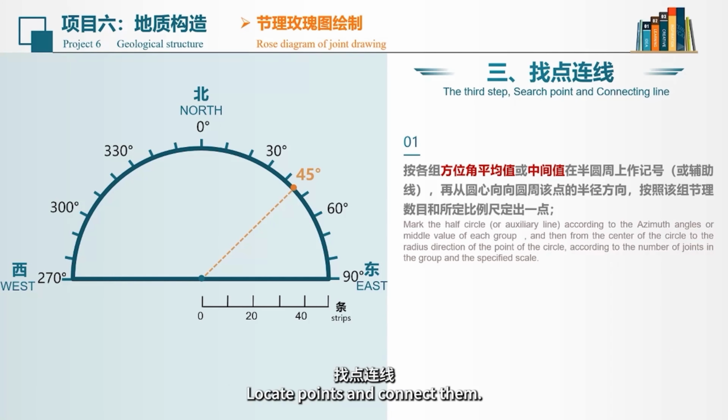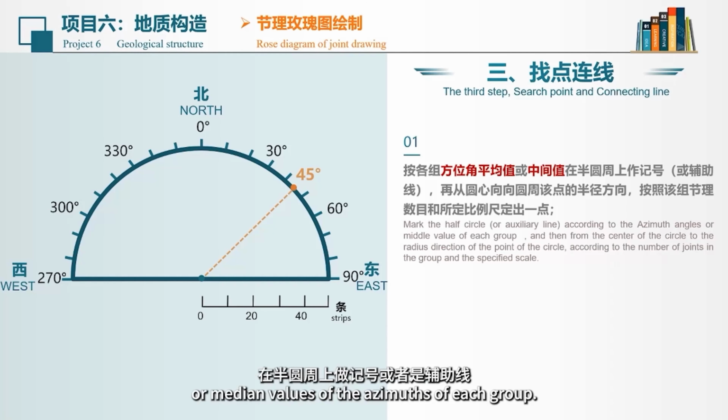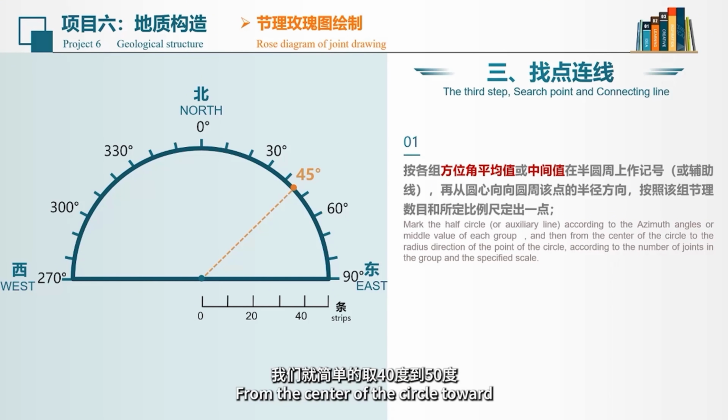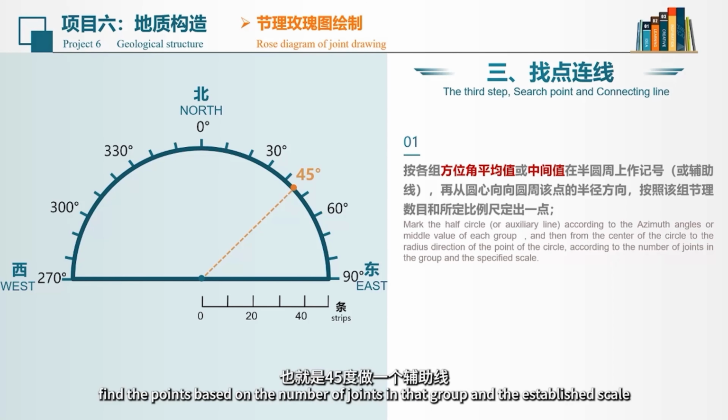Step 4. Locate points and connect them. Mark or draw auxiliary lines at the semicircle corresponding to the average or median values of the azimuths of each group. For example, draw an auxiliary line at 45 degrees for the interval between 40 and 50 degrees. From the center of the circle toward the circumference at this point, find the points based on the number of joints in that group and the established scale.